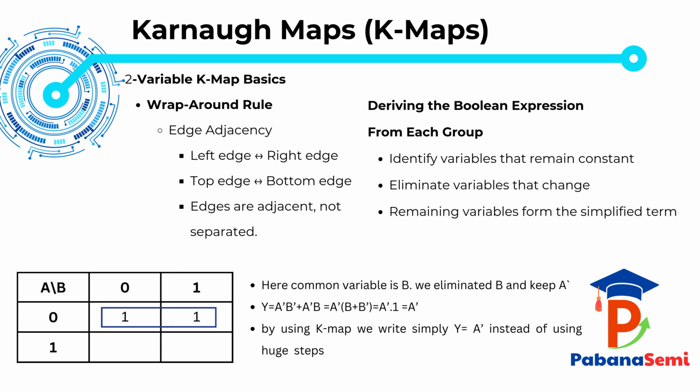In this group, variable b changes from 0 to 1. Variable a remains constant at 0. So we eliminate b and keep a bar. The simplified expression becomes y equals a prime. Why K-maps are powerful. If we solve this using algebra, it would require multiple steps. But by using a K-map, we visually identify adjacency, eliminate changing variables, and directly write the simplified result. So instead of a long expression, we simply write y equals a bar.